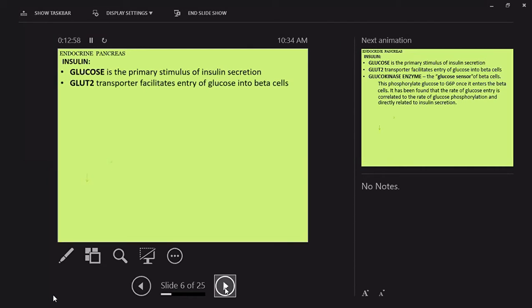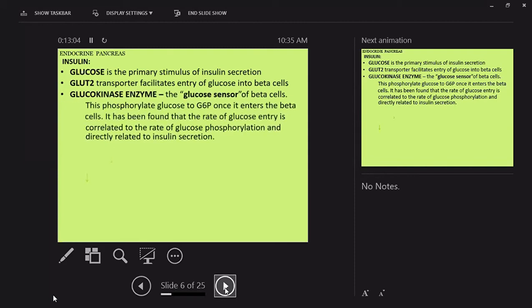Glucose transporter 2 facilitates entry of glucose into beta cells. And the glucokinase enzyme is the sensor of the beta cells. This phosphorylates the glucose to glucose 6-phosphate upon its entry into the beta cells. It has been found that the rate of glucose entry is correlated to the rate of glucose phosphorylation and directly related to insulin secretion. When glucose enters the cell, it could no longer go out because it is being phosphorylated right away. So it will remain inside the cell.